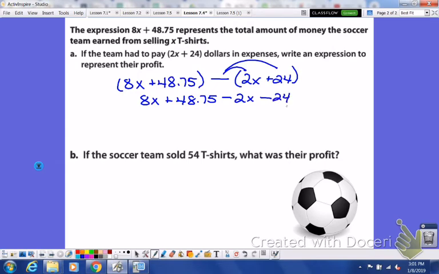Combine like terms, highlight them, circle them if you need to. 8x minus 2x gives us 6x. 48.75 minus 24 gives us a positive 24.75. So 6x plus 24.75 represents our profit. So the money we brought in minus the money we had to pay gives us our profit.